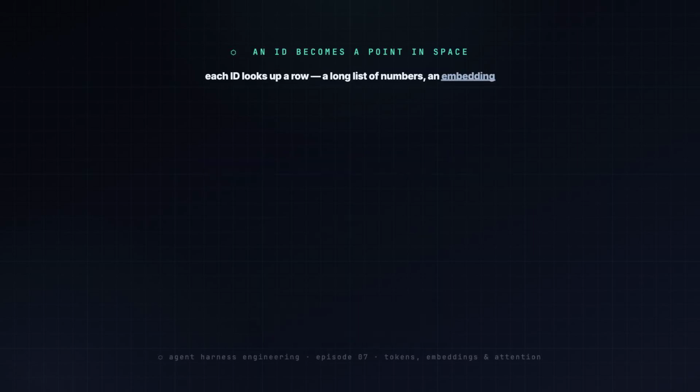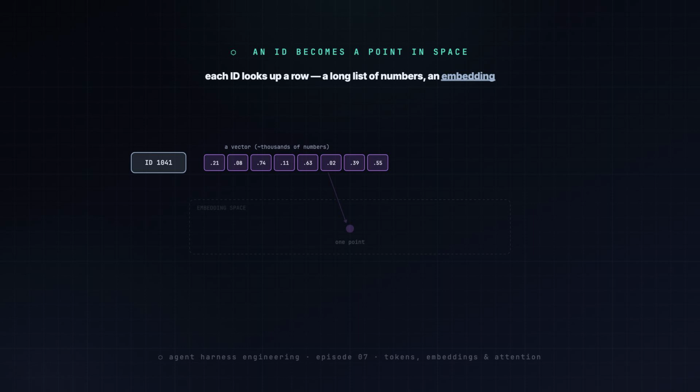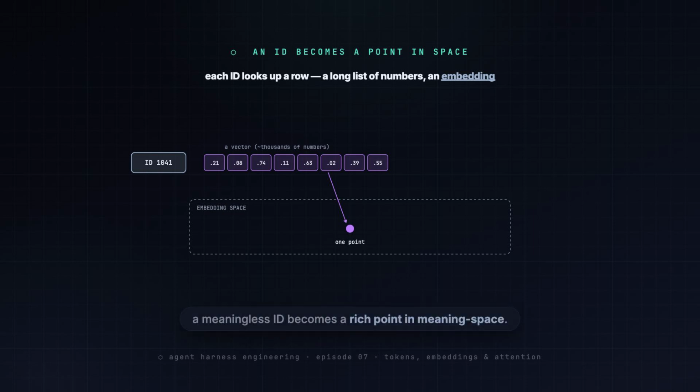But integers don't carry meaning, so each token ID is used to look up a row in a huge table, and that row is a long list of numbers, a vector, an embedding. This is the model's first real act of understanding, turning a meaningless ID into a rich point in space.